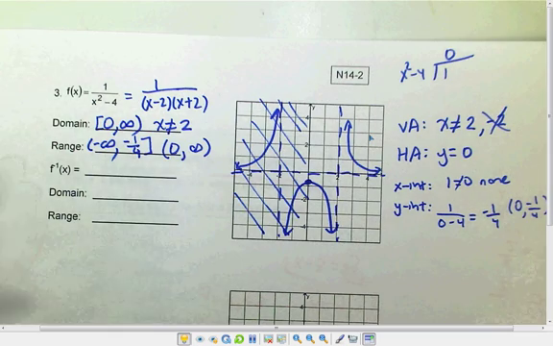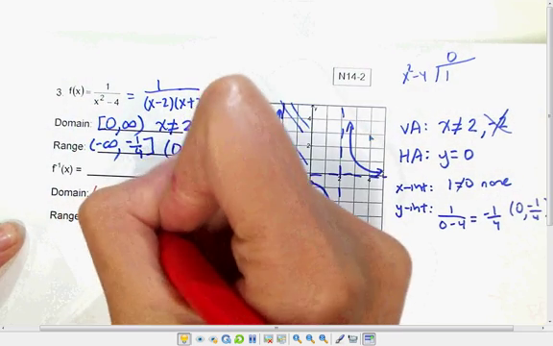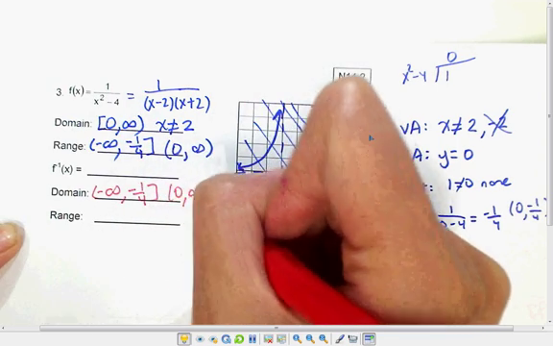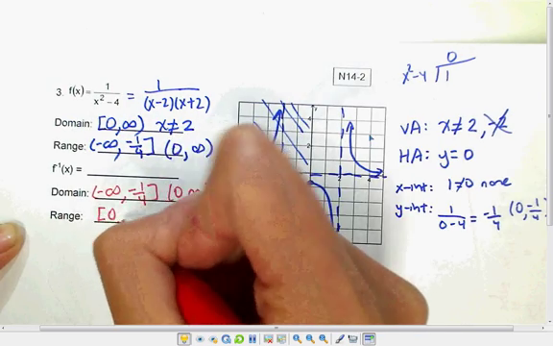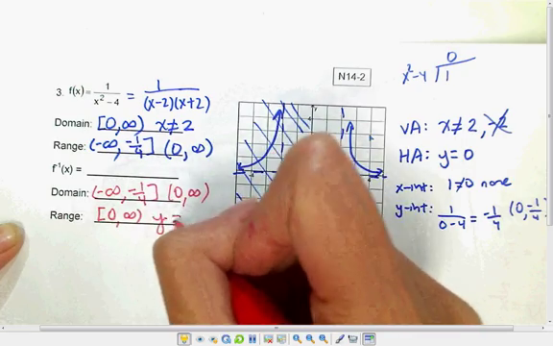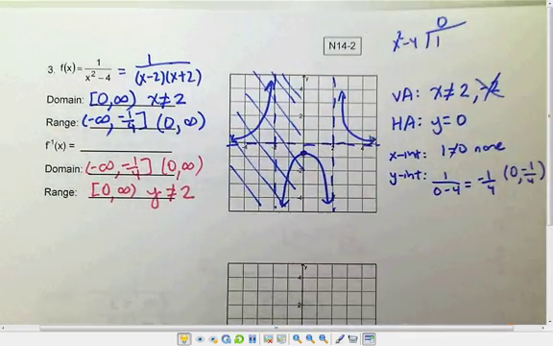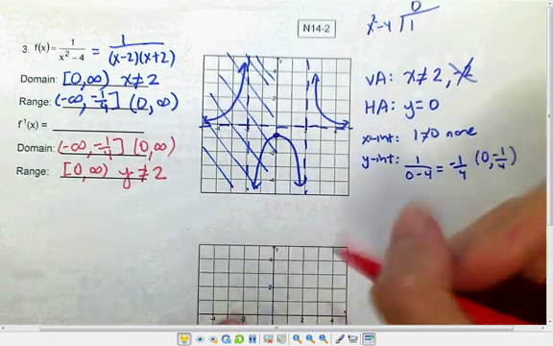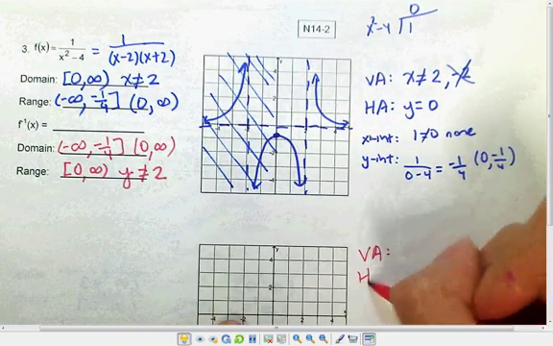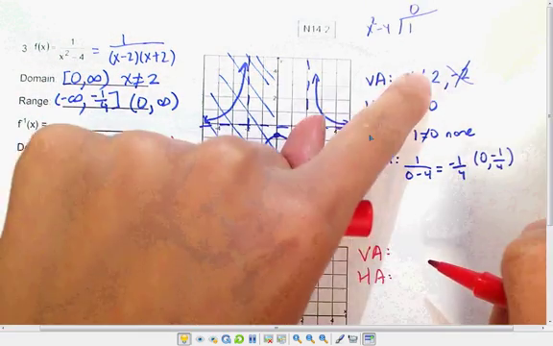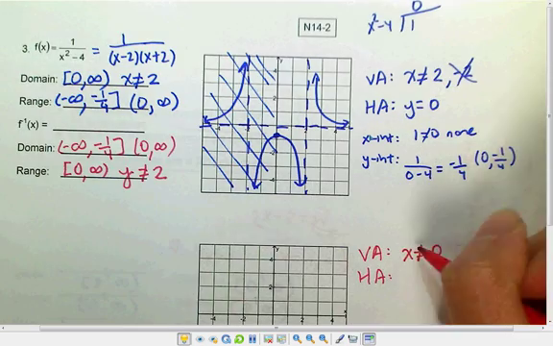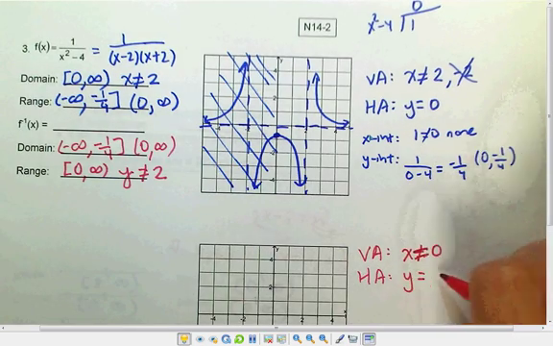Okay, for my inverse, I already know these are just going to switch places. So negative infinity to negative 1/4, 0 to infinity. Range is going to go from 0 to infinity, and now this is y doesn't equal 2, but those are the same. For my inverse, now my vertical asymptote and my horizontal asymptote are going to switch. So before, this was 2 and 0. Now my vertical asymptote is going to be 0, and my horizontal asymptote is going to be 2.